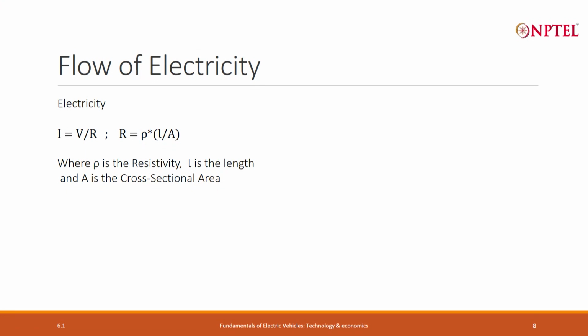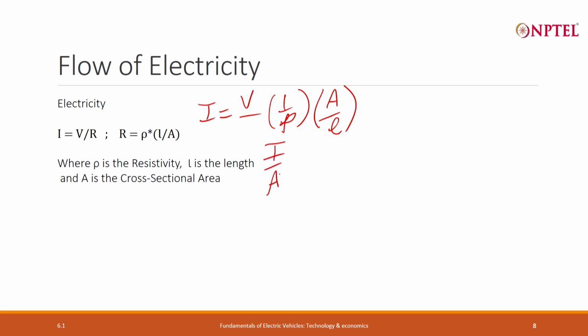I have got I is equal to V by R, so I can write it as I is equal to V and R is equal to 1 by rho, and there is an A and there is an L. I hope this is clear. I have just taken the reciprocal of R. Now, what I will do is I will take the A along with the I divided by A is equal to V divided by L into 1 by rho.